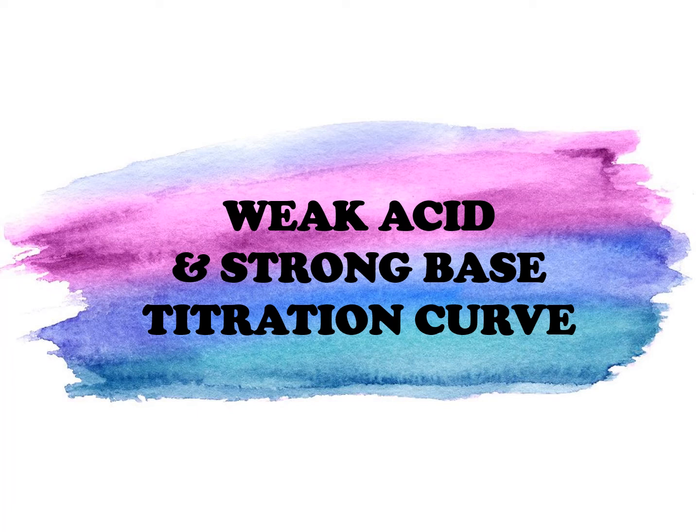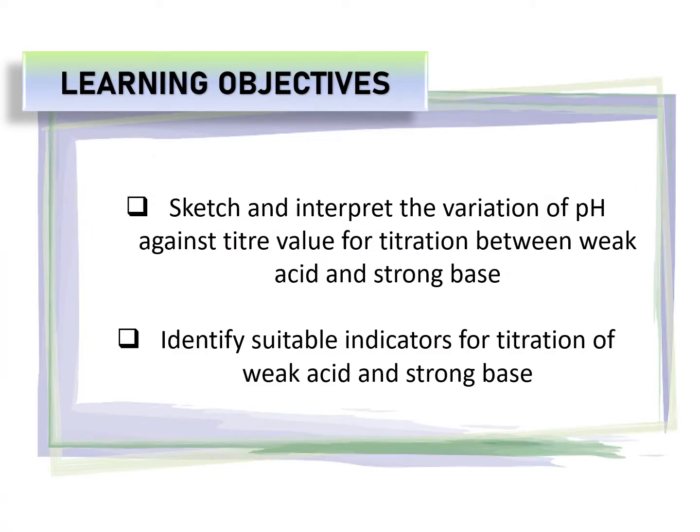So this is the third part of your video. We're going to look at the weak acid and strong base titration curve. In this video, you're going to look at how to sketch and interpret the variation of pH against titrant volume for titration between weak acid and strong base, and identify suitable indicators for the titration of weak acid and strong base.